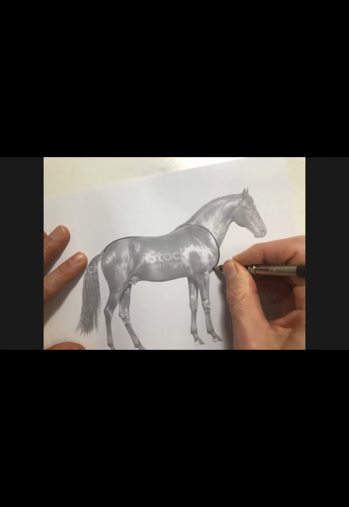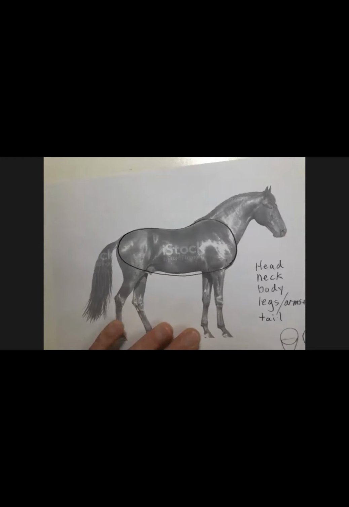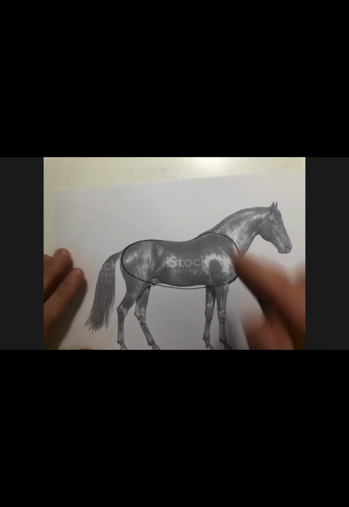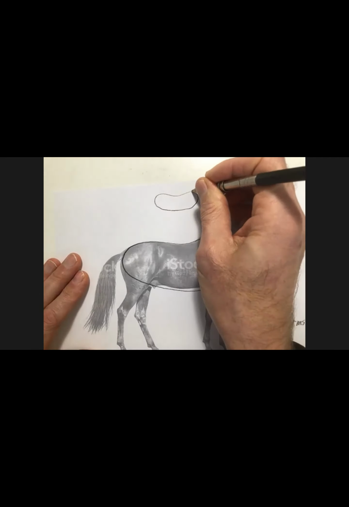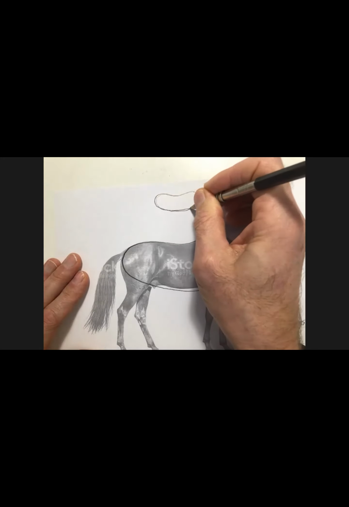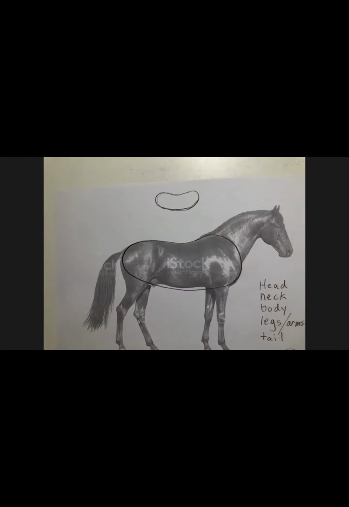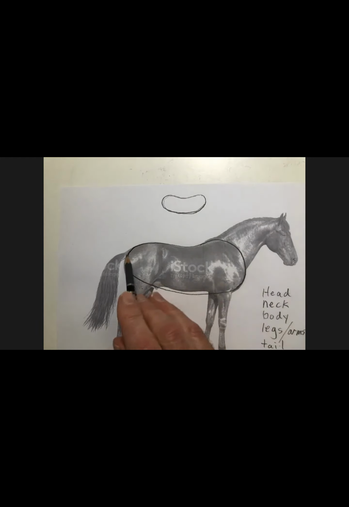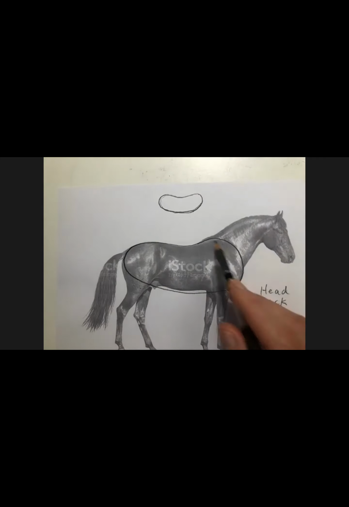The body, if we just take this horse and we see, we can reduce it down to a bean shape. See that? And many animals are like that. Just this sort of bean shape. In fact, even the human body is a variation of that.